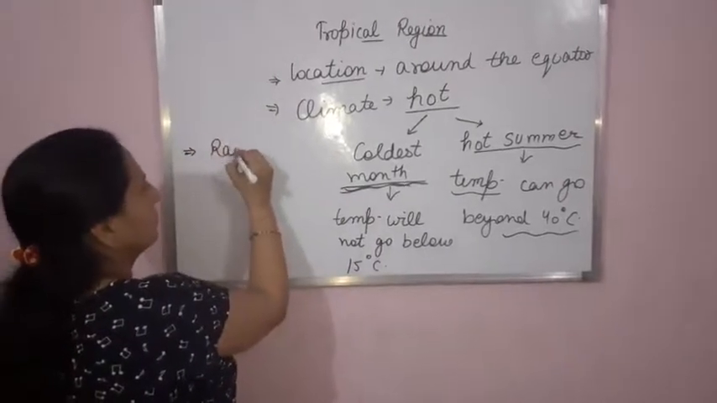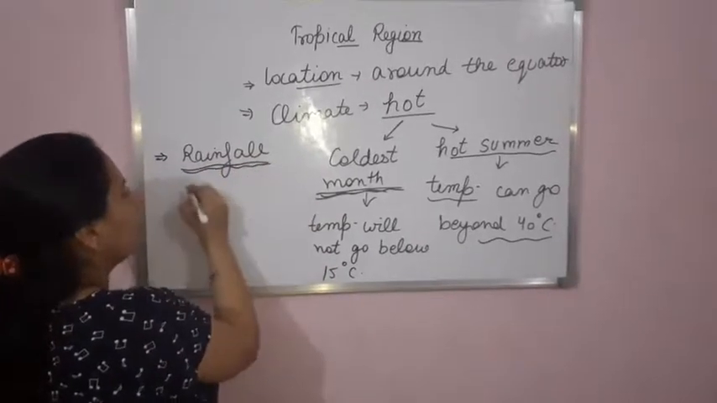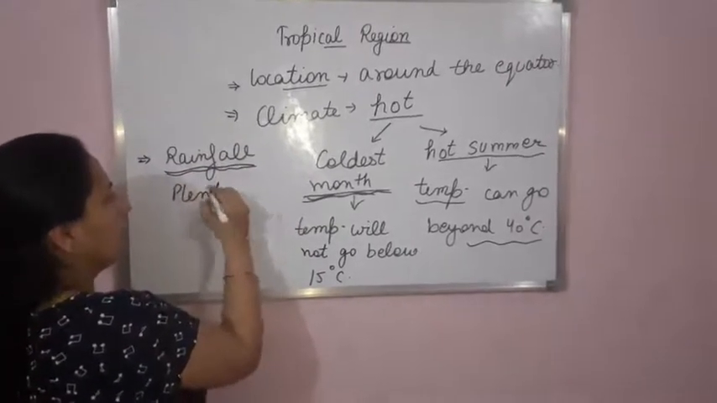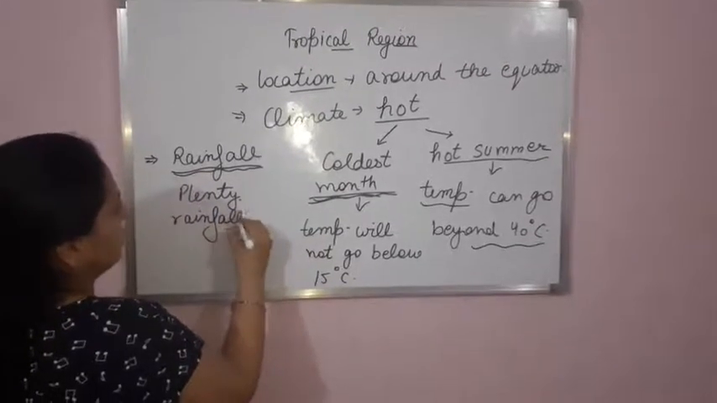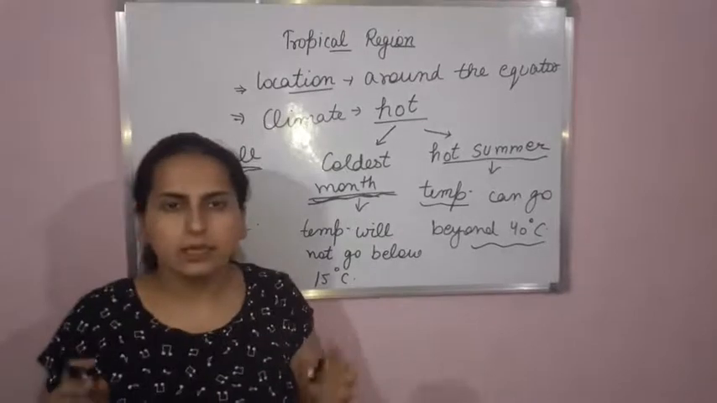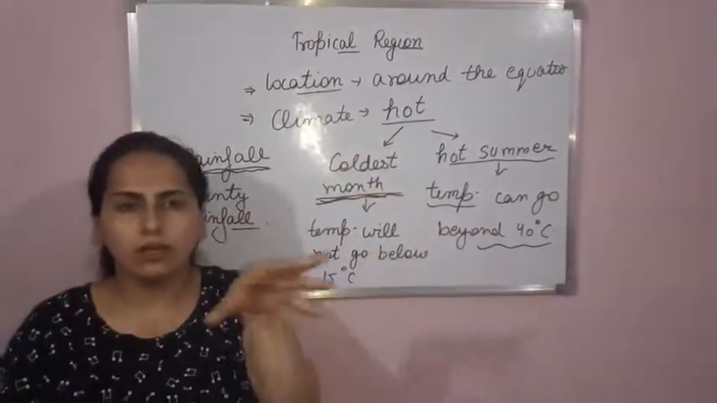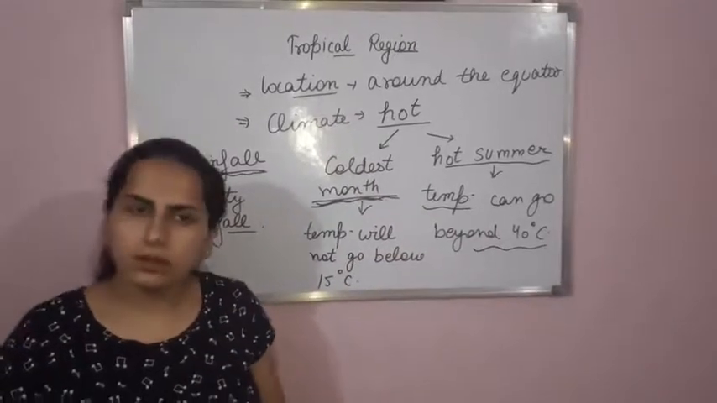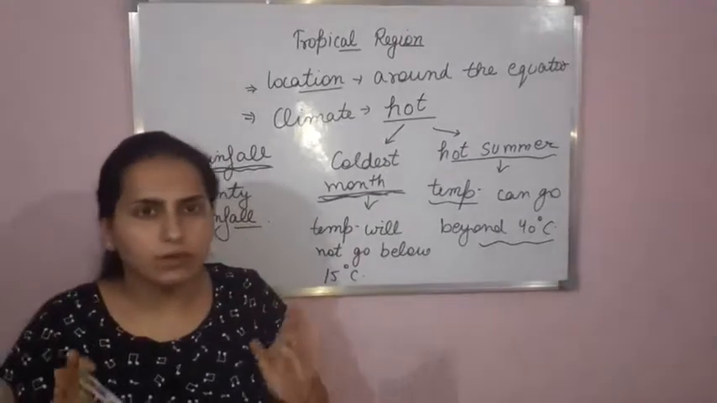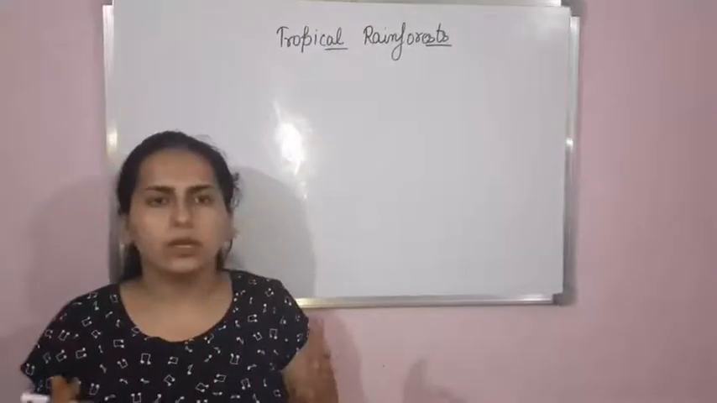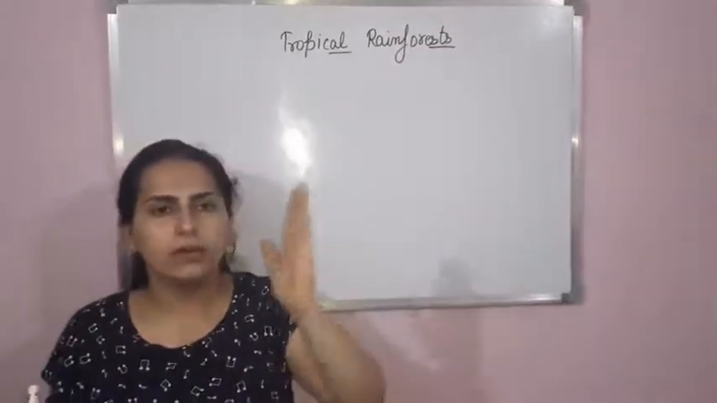Now third point, rainfall. Tropical region receives plenty of rainfall. Clear? So I can say the climate is hot and wet. It receives plenty of rainfall. Clear?